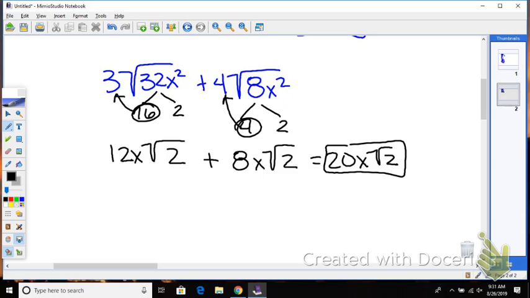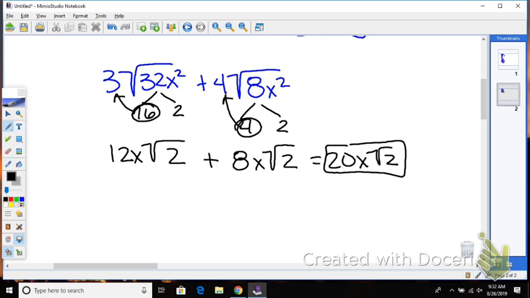Could you add something if one of them was 8x squared and the other one was just 32, or would it have to be? No, that's a good question. You couldn't, because you'd need the x. Yeah, they need to follow that rule too.